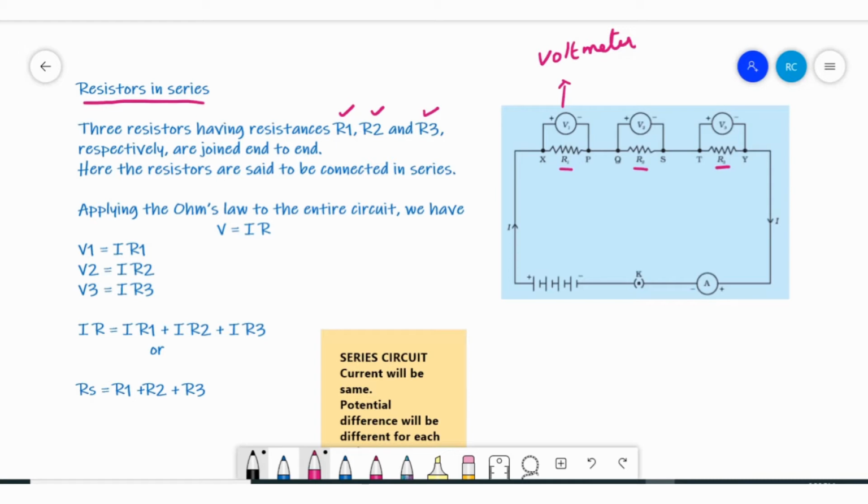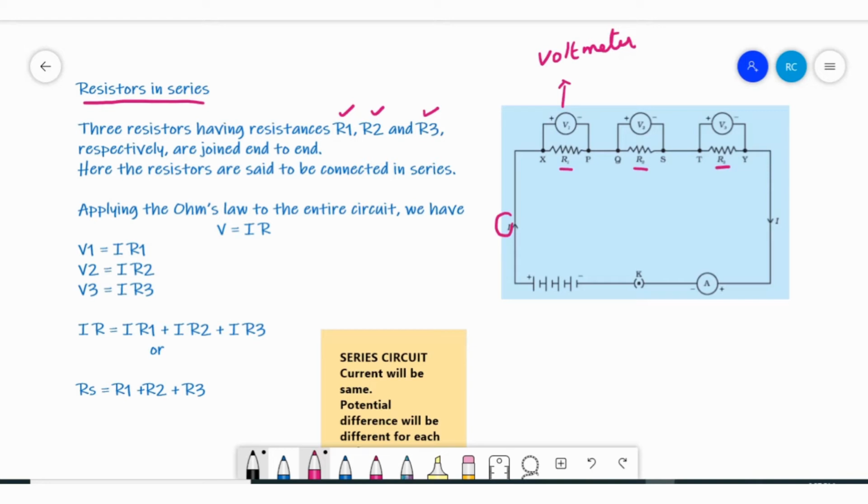So what is the meaning of these three voltmeters? What did you understand from this? This actually means that in a series circuit, the potential difference will be different for each resistor. That's why there are three voltmeters connected across the three resistors. But what about the current? The current will be the same flowing through the entire circuit.